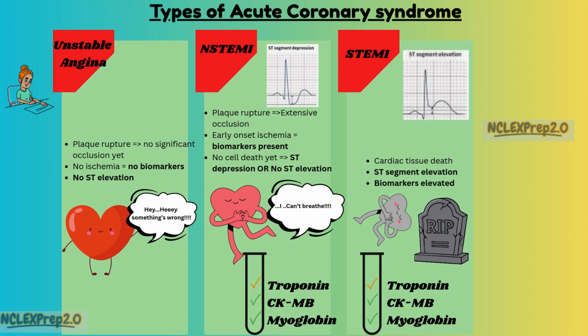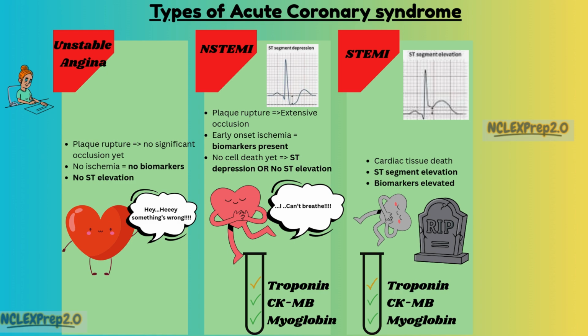Non-STEMI: the plaque has grown large enough and now it's occluding more than 75% of the artery. There is ischemia happening at this point. The cardiac cells that are affected and becoming ischemic will send out biomarkers to signify ischemia. So, the first biomarker that you will see elevated is myoglobin.